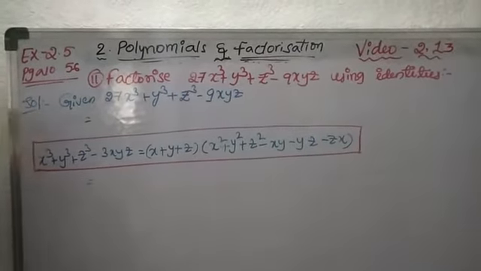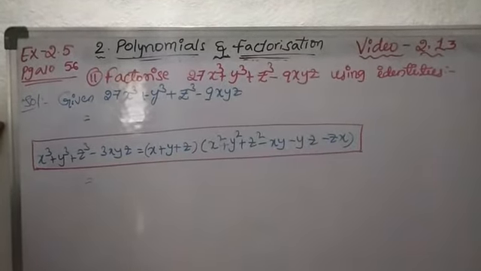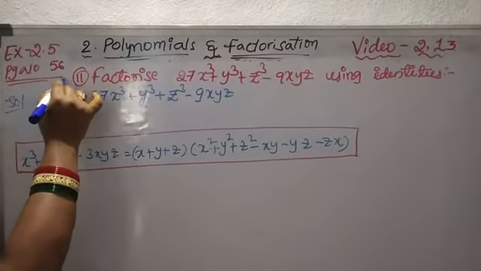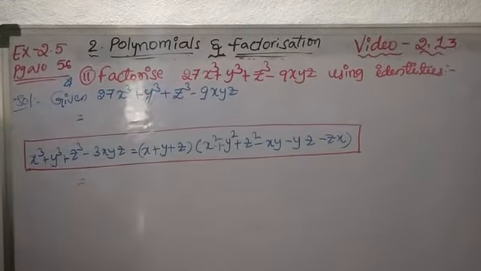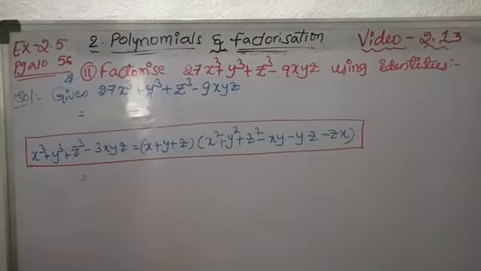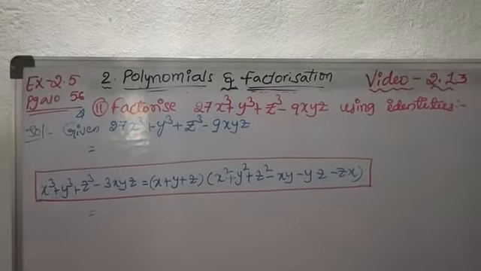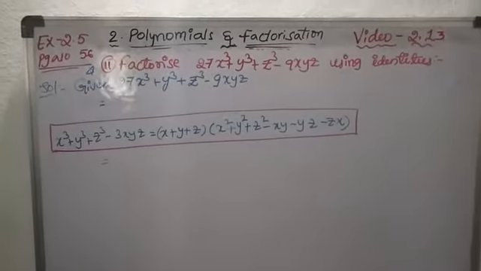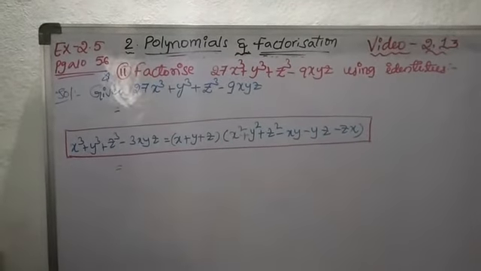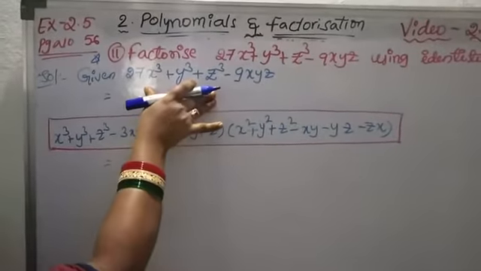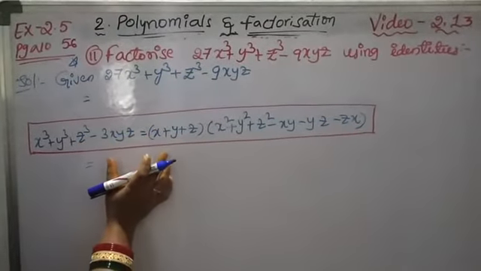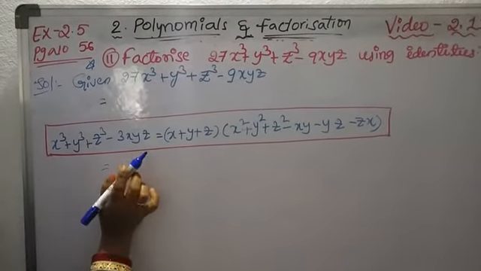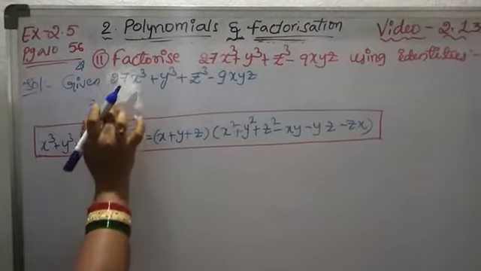Okay. Now 11th bit. Factorize 27x cube plus y cube plus z cube minus 9xyz using identities. So here, given that, write the given expression. Observe here, we have 3 variables given: x cube plus y cube plus z cube, means x, y, z, 3 variables. So we have to compare this with the algebraic identities. We have one formula, that is x cube plus y cube plus z cube minus 3xyz. This is the same as the given question, right?